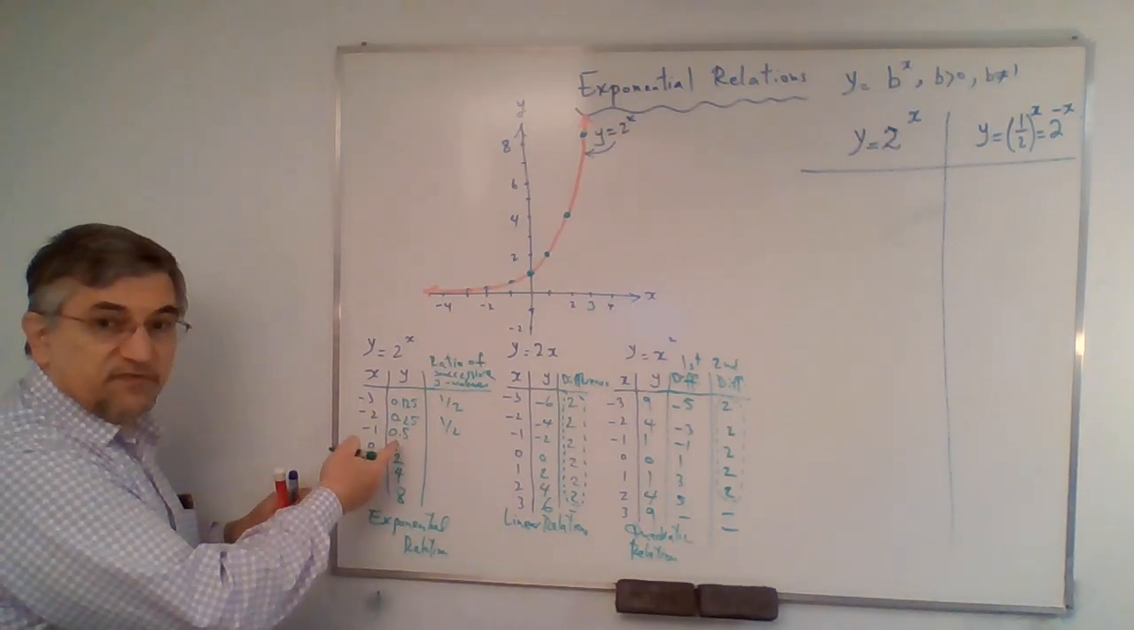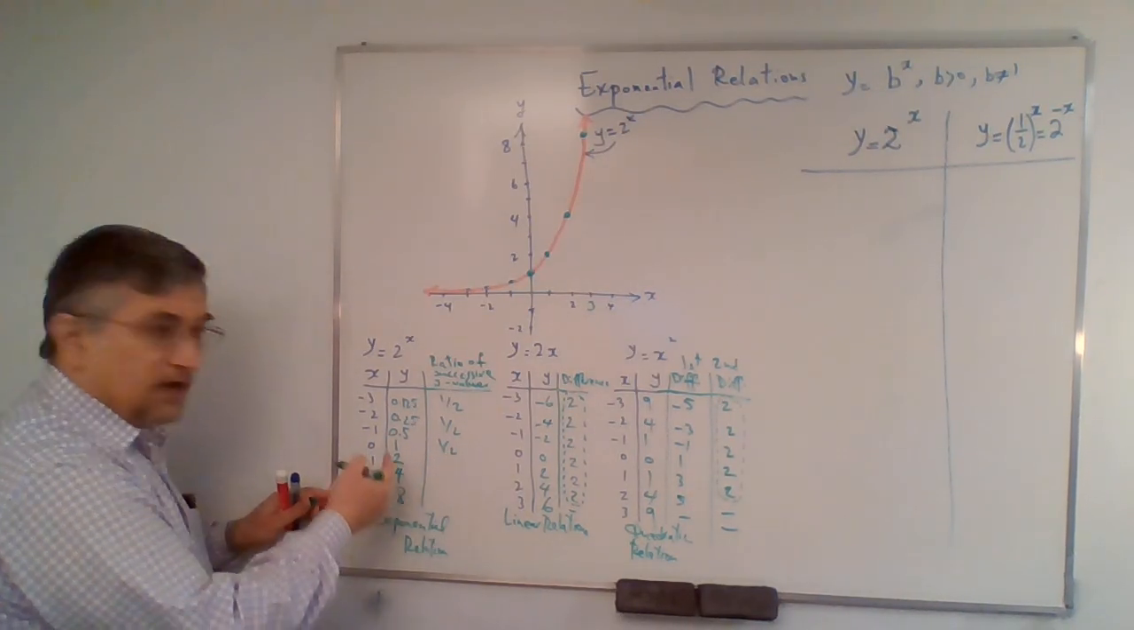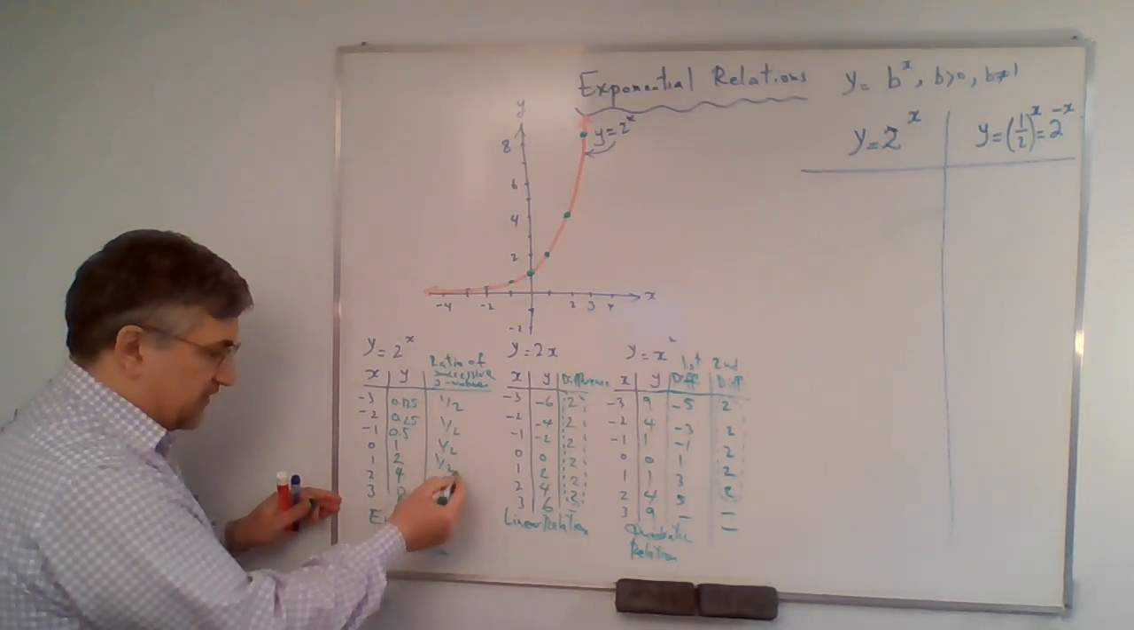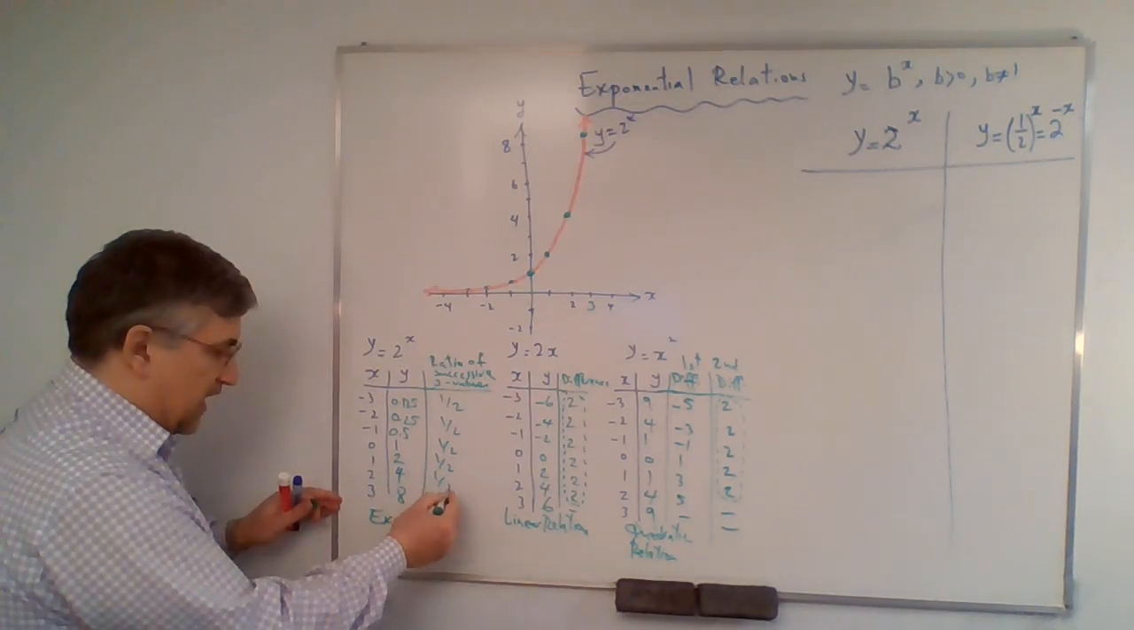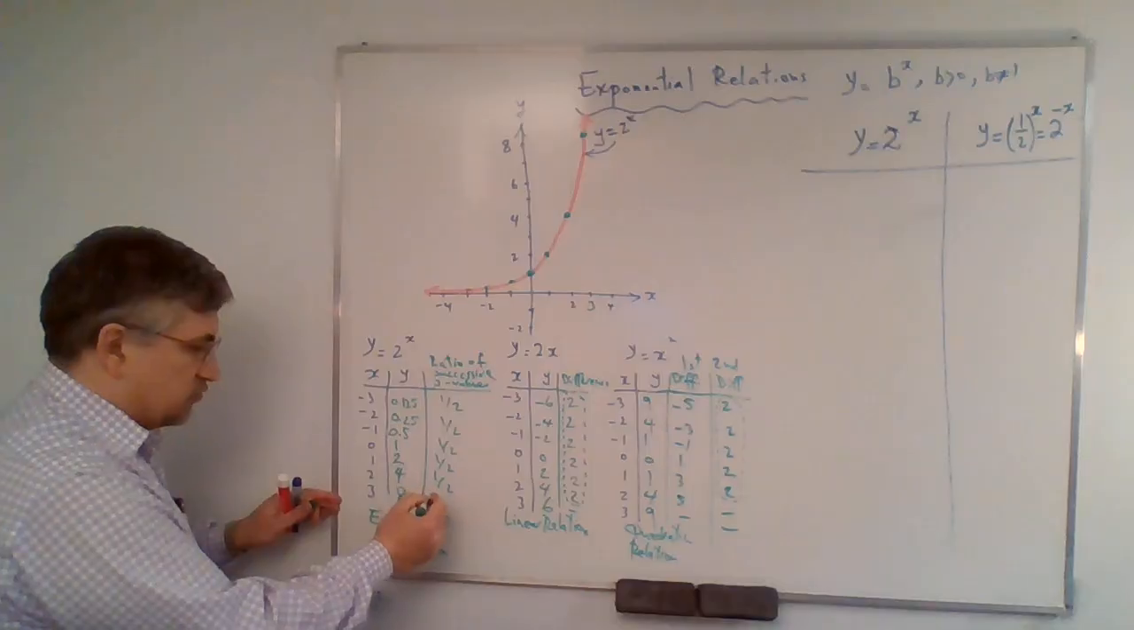If you divide 0.5 by 1, it's going to be 1/2 again. 1 divided by 2, it's 1/2 again. 2 divided by 4 is 1/2 again. 4 divided by 8 is 1/2 again.